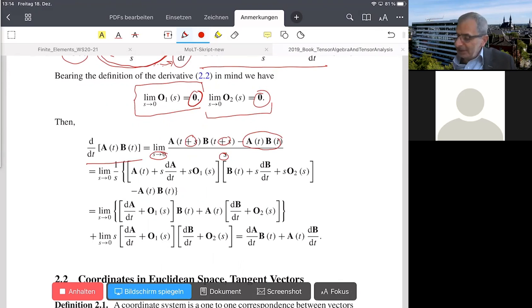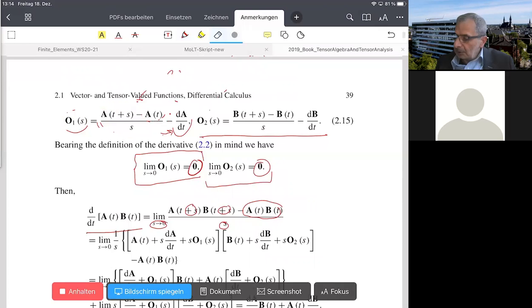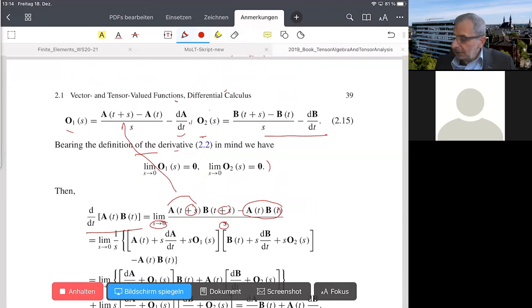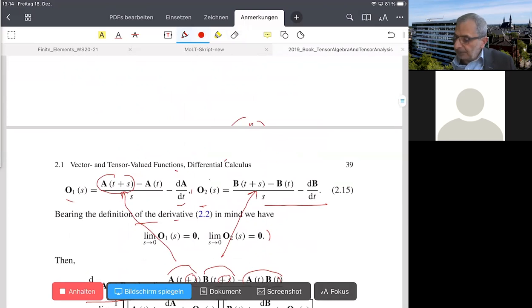And now the trick is the following here. I clean a little bit. Look what I do. I have this term here, and this term is here, right? So I can express this term from this formula, right? How to do that? Look, this dA dt, I move to the left-hand side with plus, right? So I write here o1 plus the derivative dA dt.